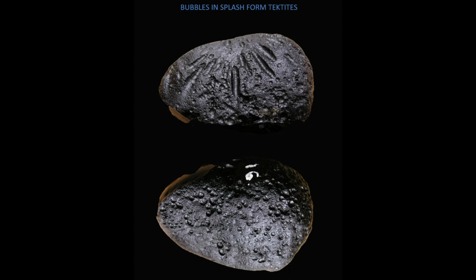Nucleus splash form tektite number 16 is from Da Lat in Vietnam, and shows many burst bubbles on the top and bottom surfaces. On the top surface a nice tiger claw radiates out from the percussion impact point.